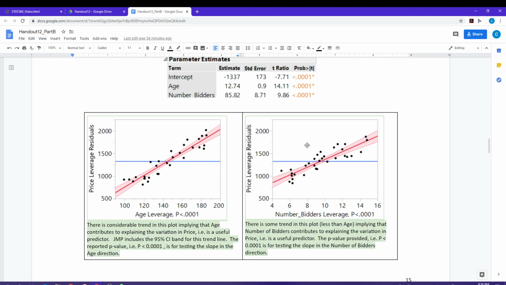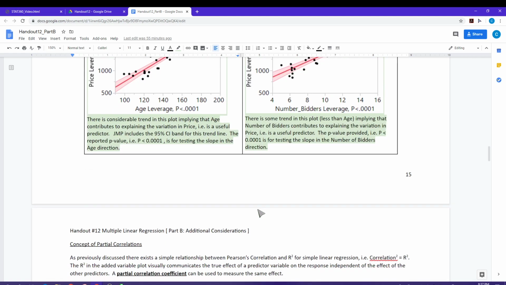The number of bidders is also significant. We learned that up above here. We can see that it's a little bit flatter here, so it's not quite as steep as the other. And we also know that the number of bidders is not as useful to the model as the age is. So those are the added variable plots.